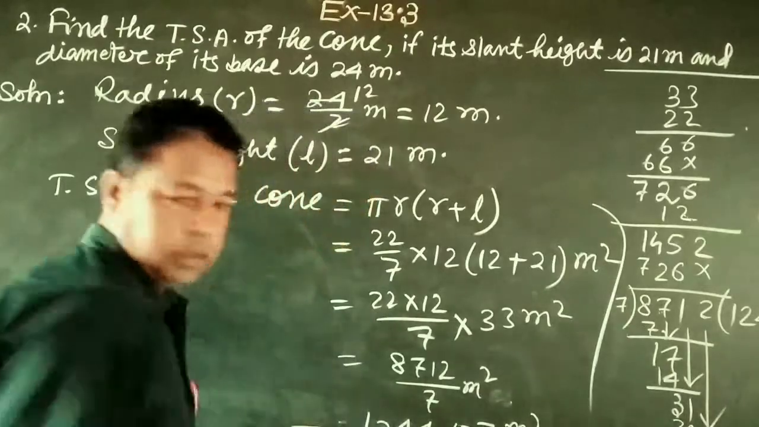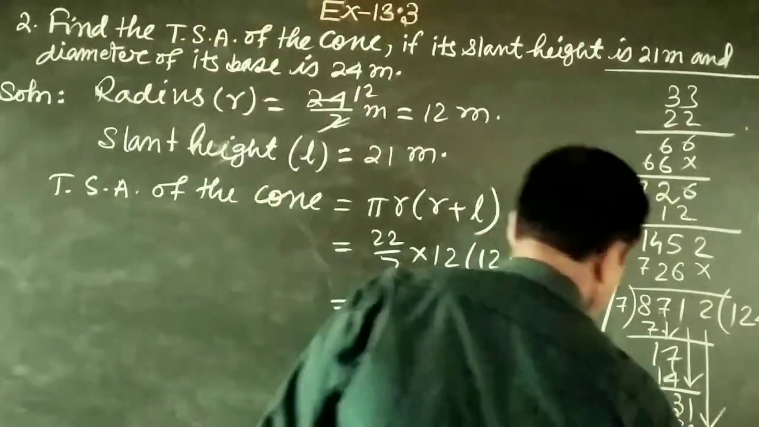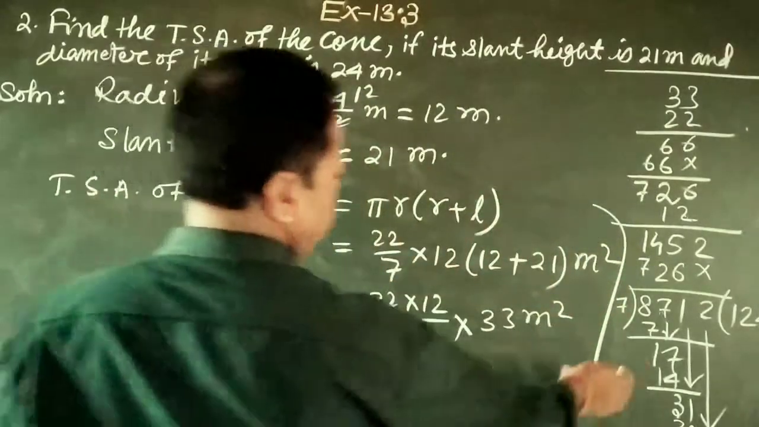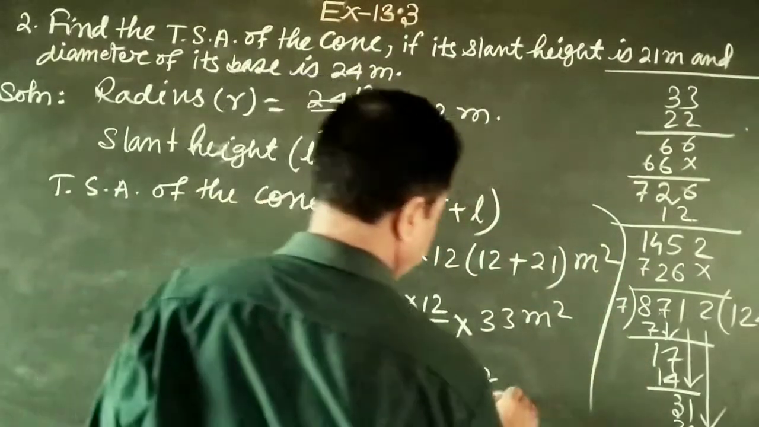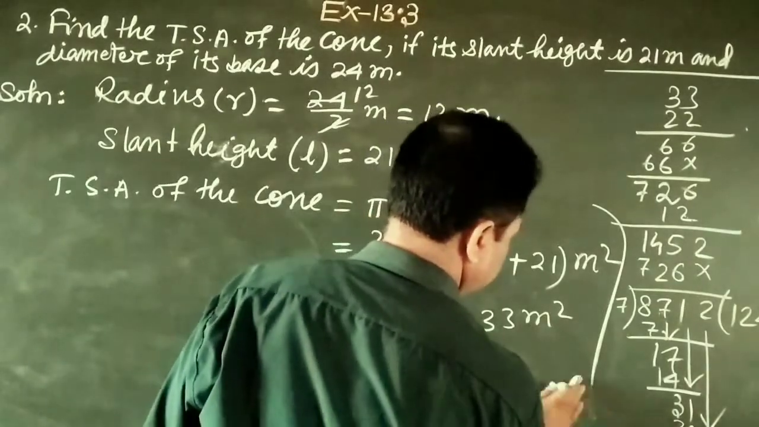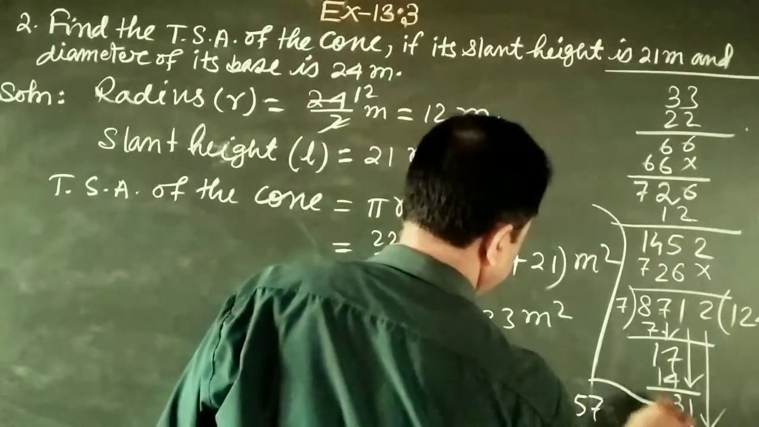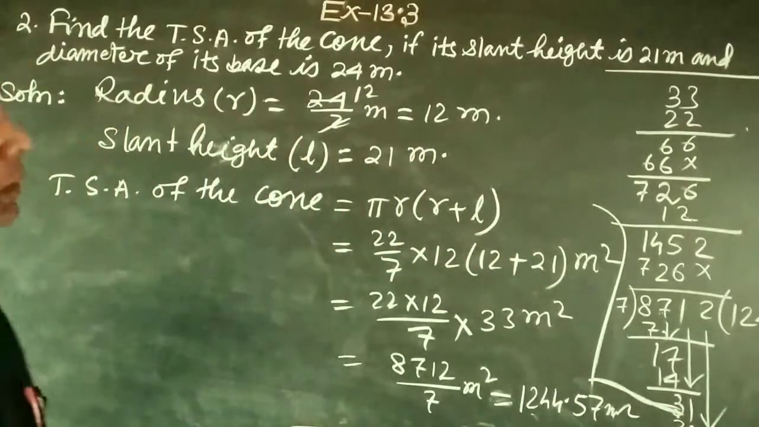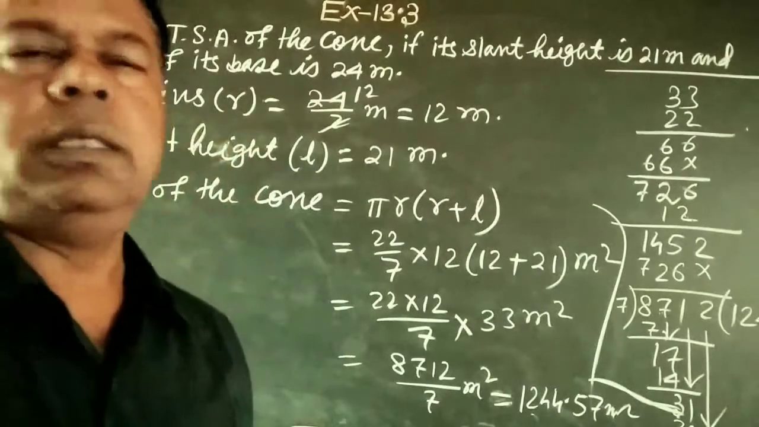Here it cannot be seen, I think, so we'll write it upside. I hope you all are understanding the division. So write 1244.57 meters. This is the answer for question number 2. Let's move to question number 3.